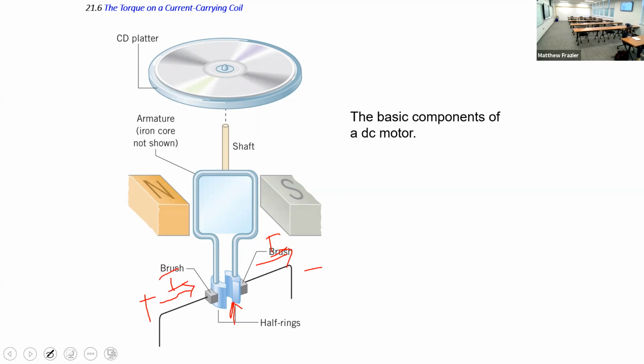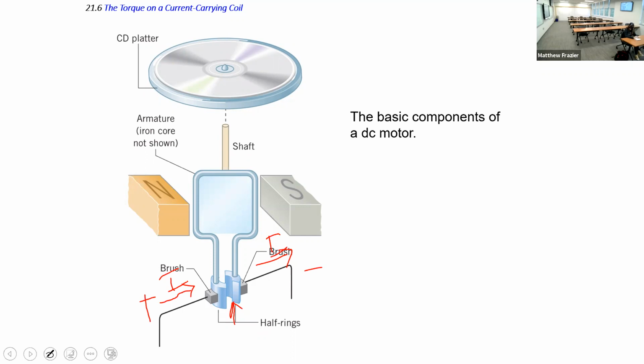As it goes through the coil, it goes through the first brush, the left brush, but it doesn't matter which half ring touches it. So when the current's flowing, it's always going to go toward the north pole of the magnet. So it's always going to feel the same force on that wire that's near that magnet. The brushes are connected to the wires and the rings are connected to the rotating coil. Okay, this is how a brush motor works.